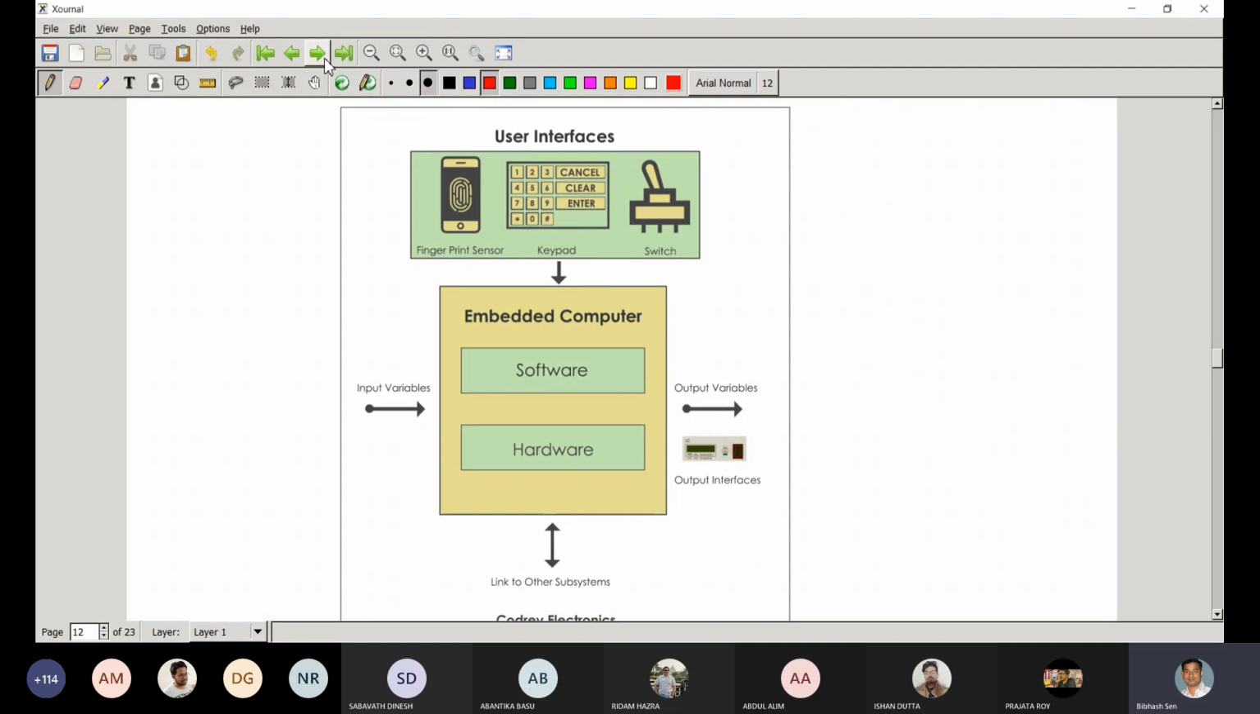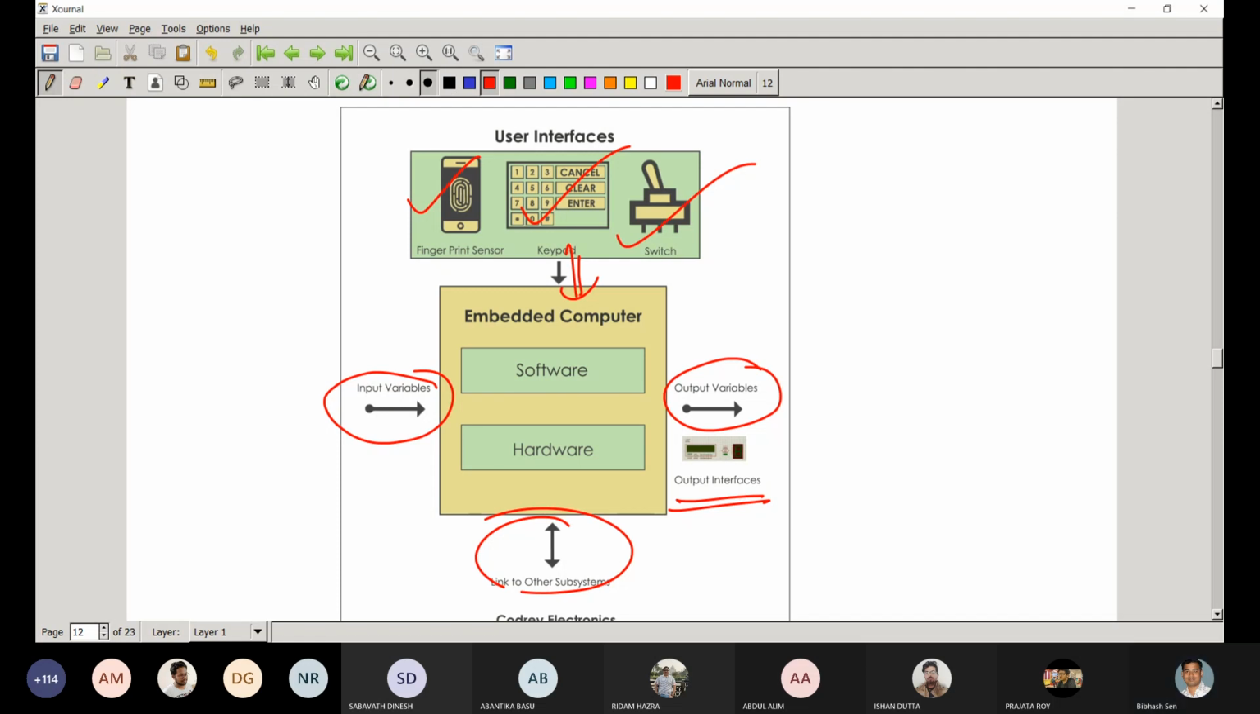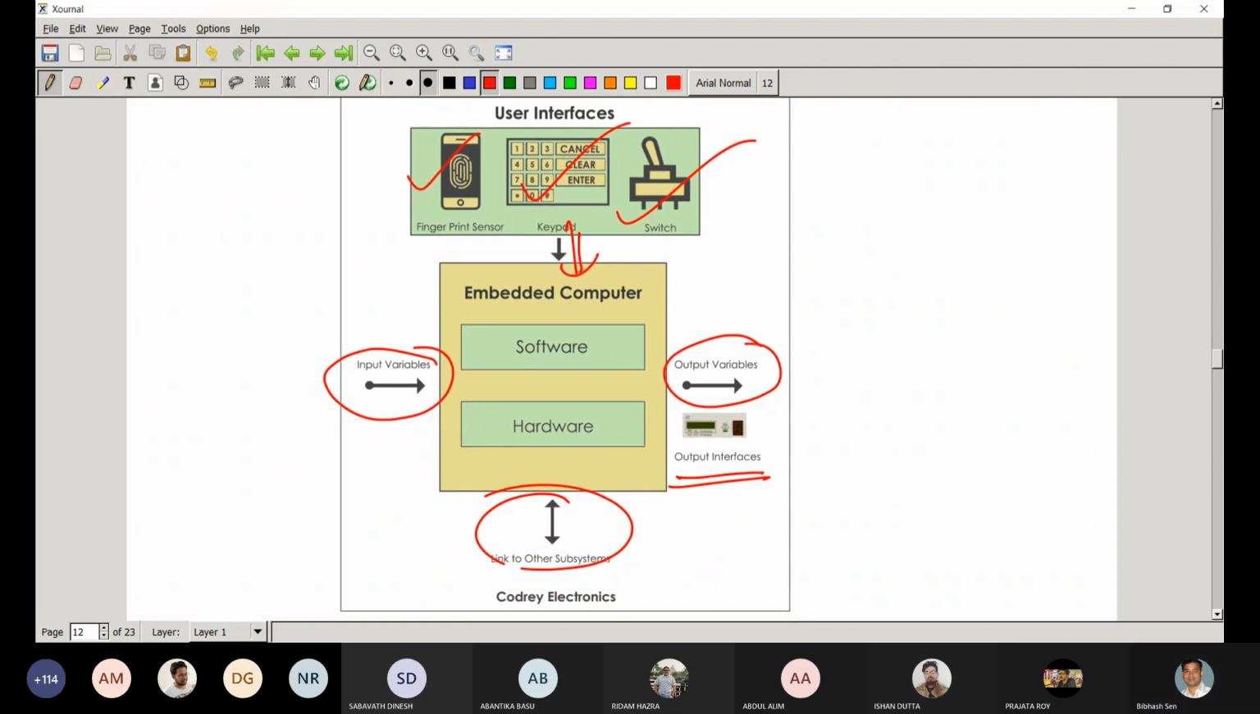Now, the best example of user interface: maybe a fingerprint scanner, maybe a keyboard, maybe a switch. You can give these to the embedded computer system as inputs. Now it will consider my other input variables and start processing the output. Other systems can also join through links. So the user interface may be any kind of keyboard, maybe a palm reader scanner, or a thumbprint scanner, or some switch, which will provide user input to the interface, so we can give the input to the system.